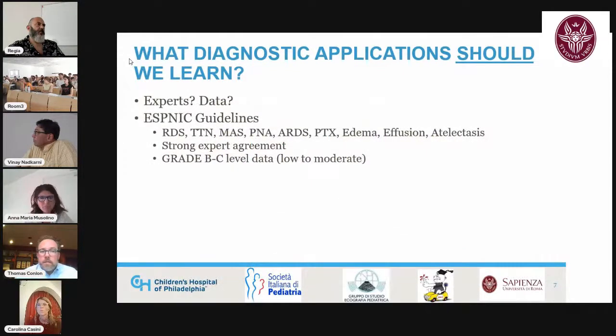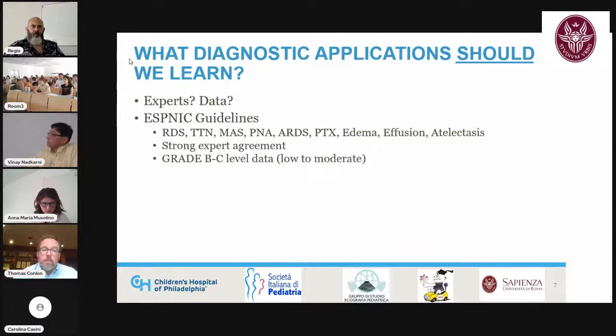So these European Society of Pediatric Neonatal Intensive Care guidelines identify a few things. They identify that providers should be able to describe respiratory distress syndrome, transient tachypnea of the newborn, meconium aspiration syndrome, pneumonia, acute respiratory distress syndrome, pneumothorax, edema, effusion, atelectasis. Many of these with strong expert agreement, but maybe without great data to support them.